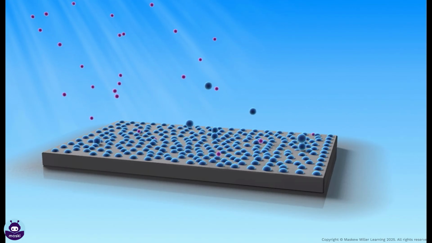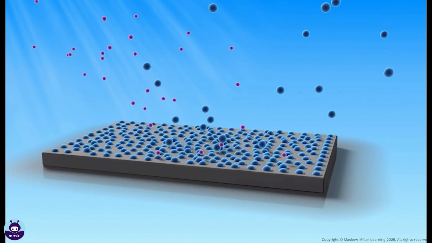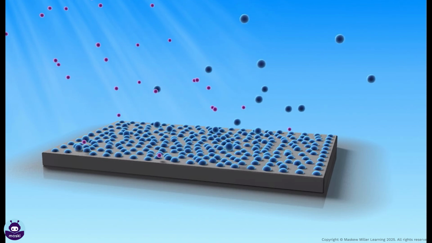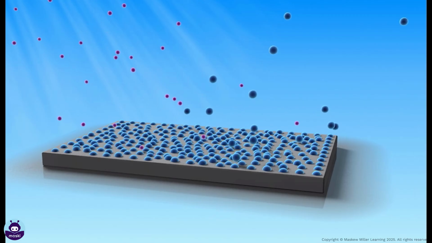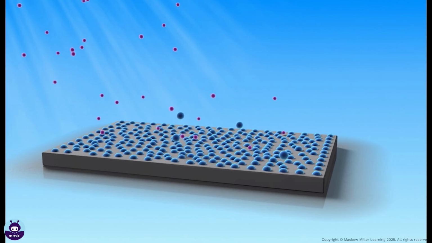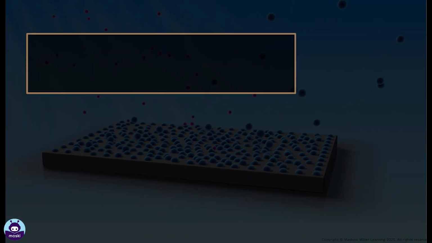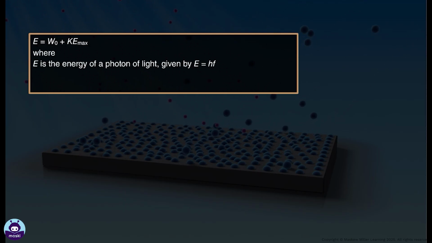According to the principle of conservation of energy, the total energy in any interaction cannot change. It is conserved. A part of the energy, E, of the photon is consumed in removing the electron from the metal, that is, the work function W0, while the remaining energy is converted into the kinetic energy of the electron, kinetic energy max. Therefore, E equals W0 plus kinetic energy max, where E is the energy of a photon of light, given by E equals hf.